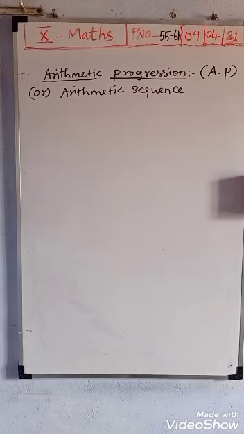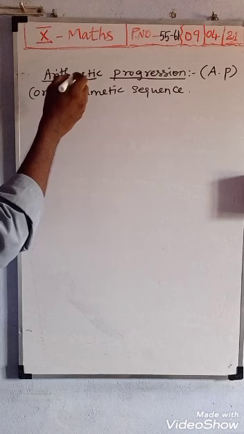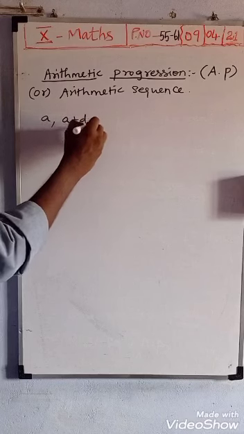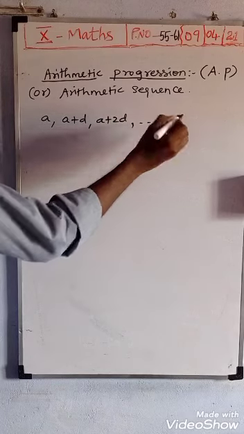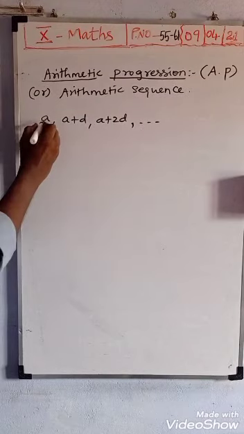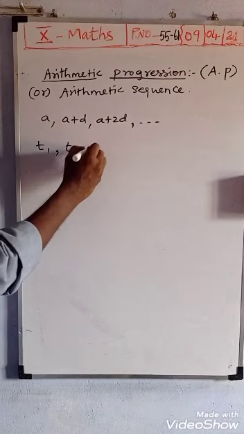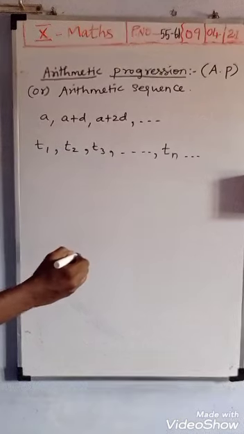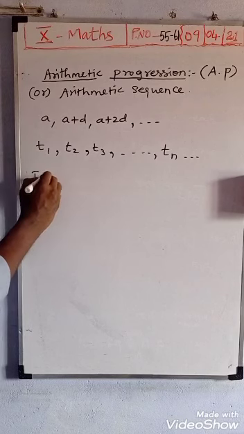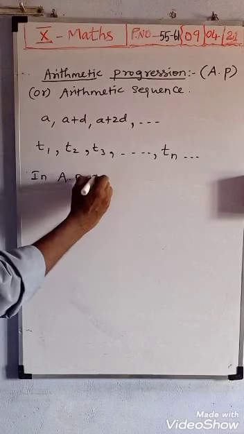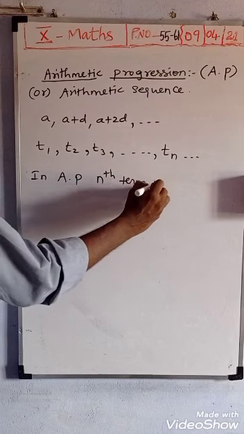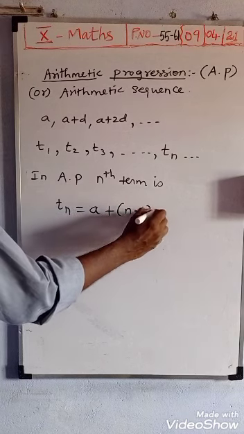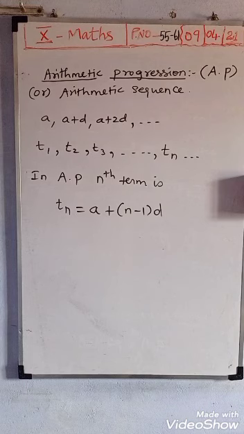See, already I told you that arithmetic progressions look like a, a plus d, a plus 2d, up to etc. So now you see, this is called T1, next T2, T3, up to etc. Then the nth term Tn. What will the nth term be? In an arithmetic progression, the nth term Tn is equal to, what is the formula, a plus n minus 1 into d.